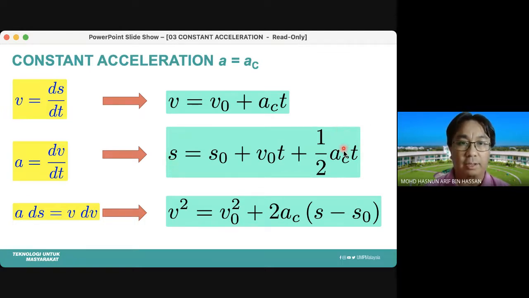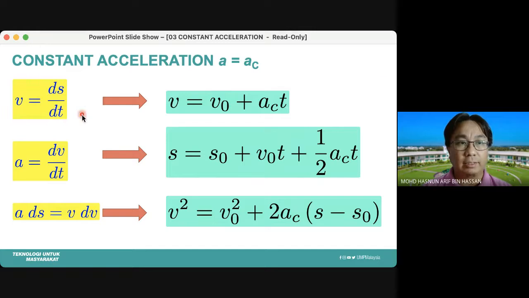I will re-upload the slides later. Okay, any more questions on the topic that we have covered in the first week? So basically, what you need to know from last week's lesson is these three basic kinematic equations. And then from these three we can derive three more equations only for the case where the acceleration is constant.